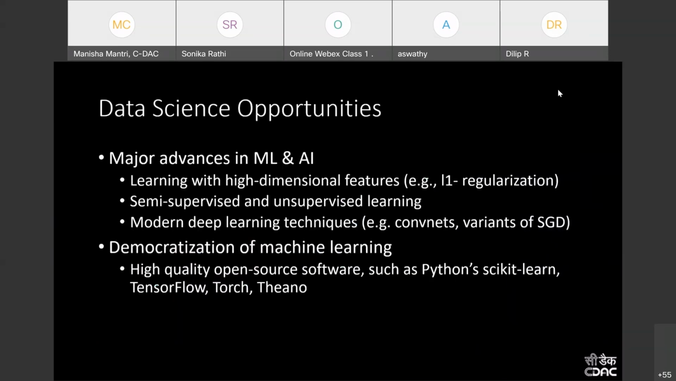Now let's try to see the data science opportunities. When we look at the data science opportunity, we know that there is a huge advancement in ML and AI algorithms. It is not the way it was earlier. We have the ability to learn with high dimensional features. We can have semi-supervised as well as unsupervised learning. There is a lot of advancement. Even modern deep learning techniques have come up, which can be utilized. And then there is this democratization of machine learning that is also happening. You have a lot of high quality open source software, like Python's scikit-learn, you have TensorFlow, you have Torch, you have a lot of other open source libraries available which you can utilize for taking care of your data science requirements.